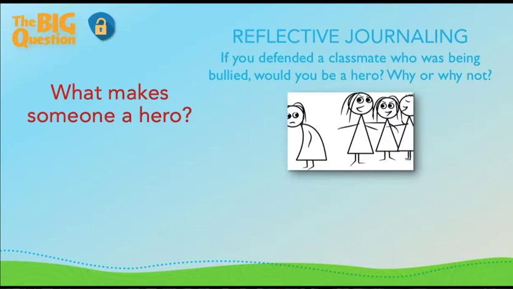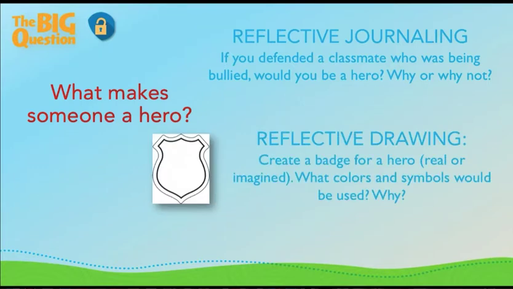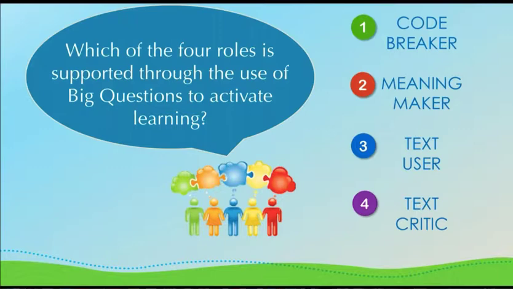So it can really clarify that misunderstanding, and then an activity like this can help you uncover that prior knowledge to see how deeply they understand the concept. For younger students, instead of journaling, you could do a reflective drawing. Create a badge for a hero, real or imagined. What colors and symbols would be used? And then that really important part again: why? What does this have to do with being a hero? And you'll get some great responses to this. Police badges, fire badges, something that looks like Superman, a variety of responses and creativity from your students.